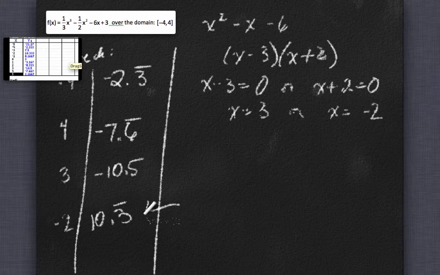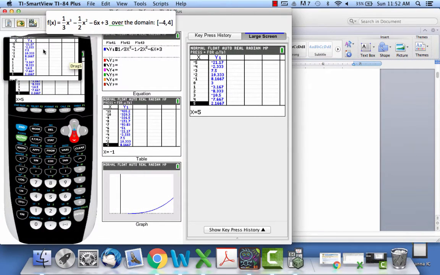So the max should be here. It's the only positive one, and the min is here. We could have seen where to look for it by using the calculator as well.